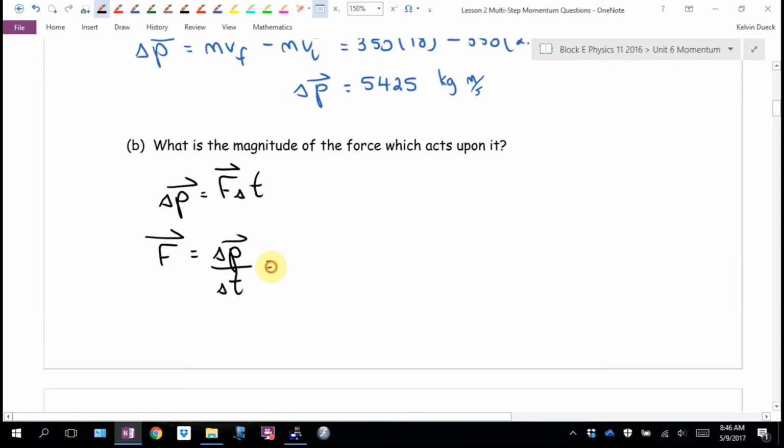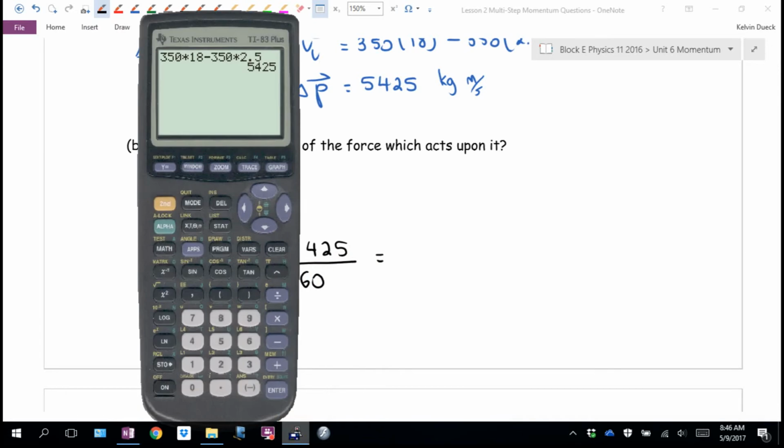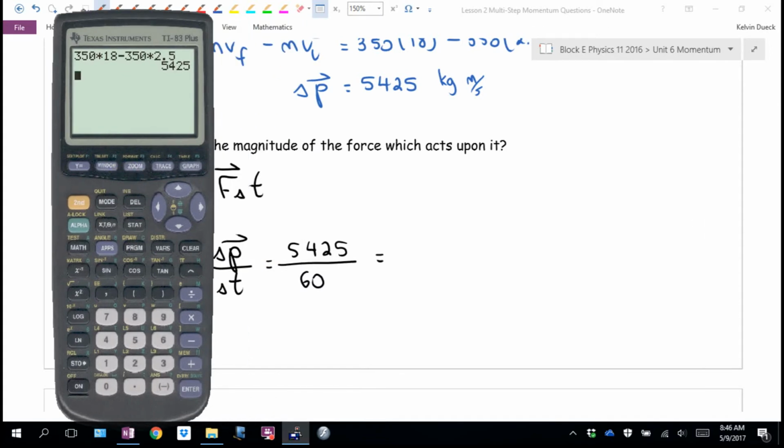What was the impulse? 5,425. I've scrolled down, Connor. I think they told me the time originally in the question somewhere. Did they not? 60 seconds. Yeah. So for a whole minute. If you push on something for 60 seconds, I don't think you need to apply a big force to create an impulse. I suspect the force isn't going to be very big. You get 90.4 newtons.